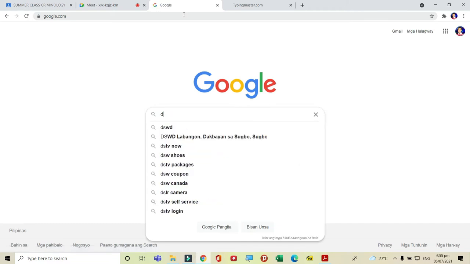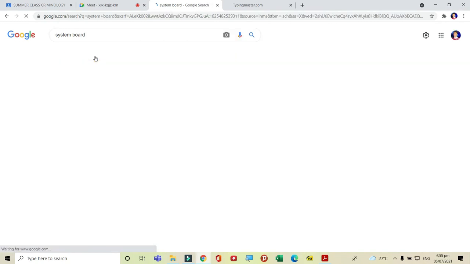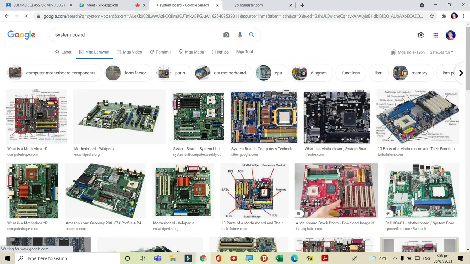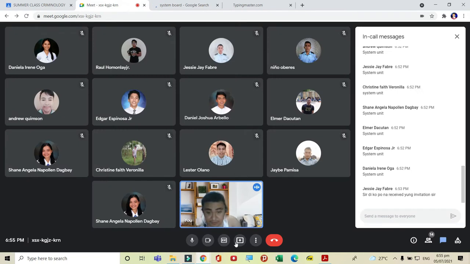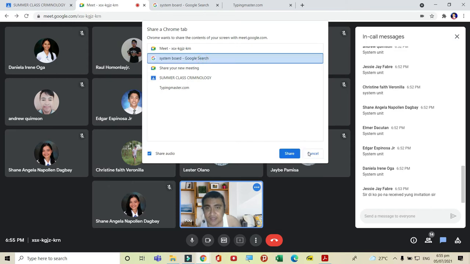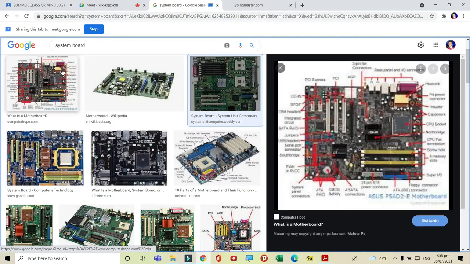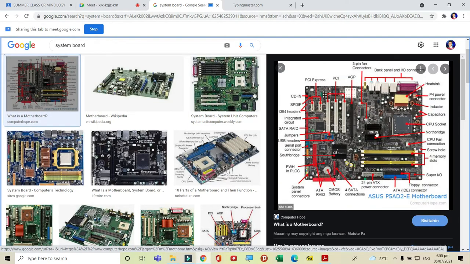System board or motherboard. This is its picture. Let me share it with you so we have a glimpse. This one is what you call a system board. Some would say it's a motherboard, some would say it's an integrated chip. There are three common names: a computer integrated chip, a system board, or a motherboard, but the three of them are the same.